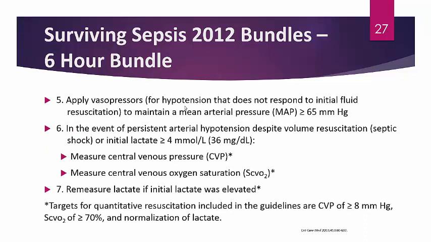If the fluid resuscitation does not completely work, or if patients are not very responsive to it, you may apply vasopressors to the patient to get a mean arterial pressure greater than 65, if possible. In the event of persistent arterial hypotension despite volume resuscitation, or an initial lactate greater than 4, they recommended to measure CVP or an SCVO2. And their goal CVP was above 8, ideally between 8 and 12. And their SCVO2 was greater than or equal to 70%.